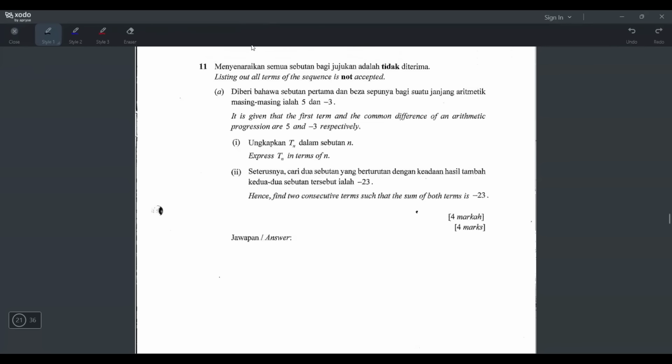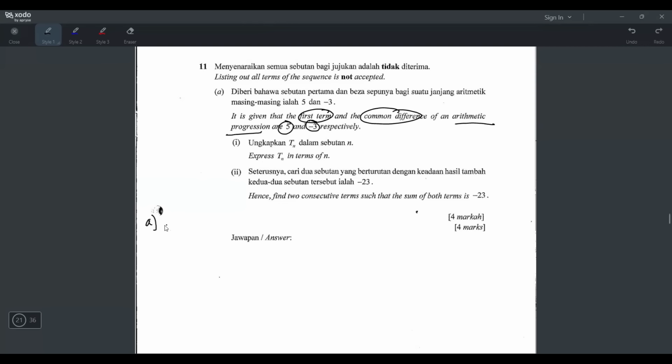Okay, let's continue. Number 11. So this is a progression question. They say listing out all the terms of the sequence is not accepted. Okay, fine. A, it is given that the first term and common difference of an arithmetic progression are 5 and -3. So they already give it away. They already tell you it's an arithmetic progression, AP. So later we can only use the AP formula. Don't use the GP formula.